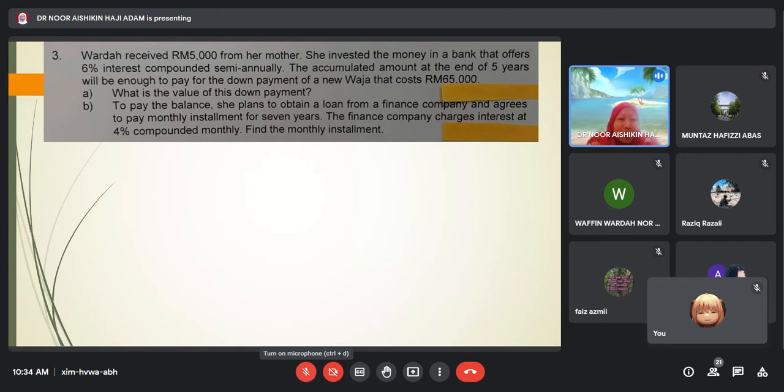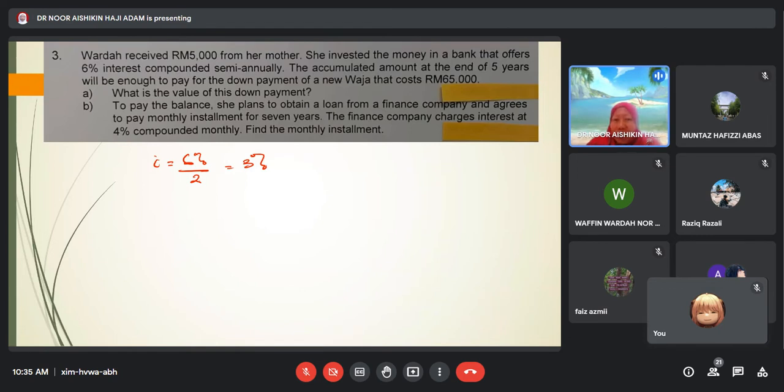Next. Wardah. Ada problem tak dengan this question? Wardah received 5,000 ringgit from her mother. She invested the money in a bank that offers 6% interest compounded semi-annually. Okay, kita tuliskanlah. 5,000 ringgit is the amount received. Yang di-invest, kita tahu I dulu. I ni certain. 5,000 tu apa cerita nanti dulu. So that is 6% over 2. 6% compounded semi-annually or 3%.